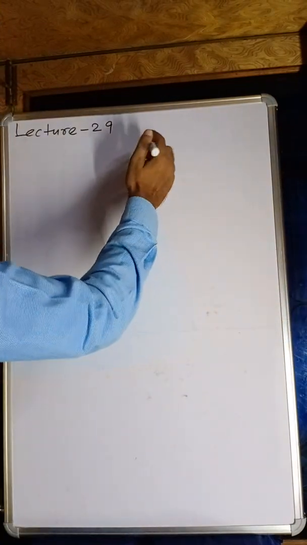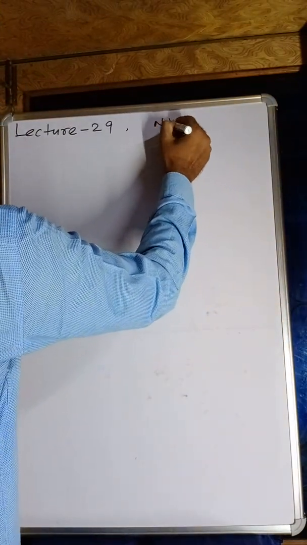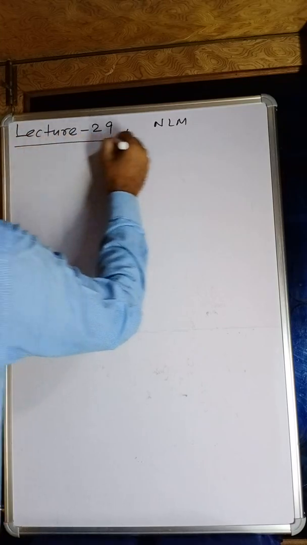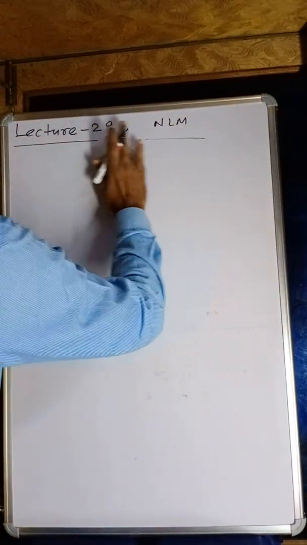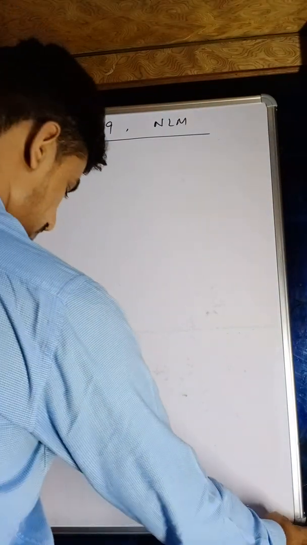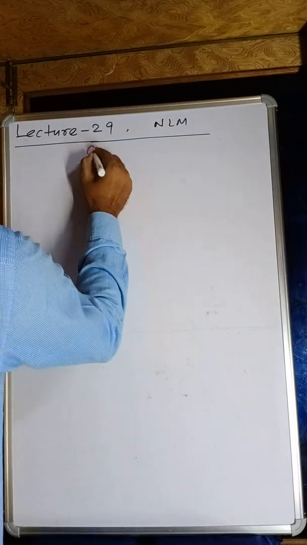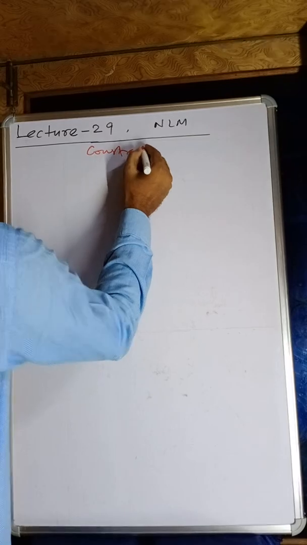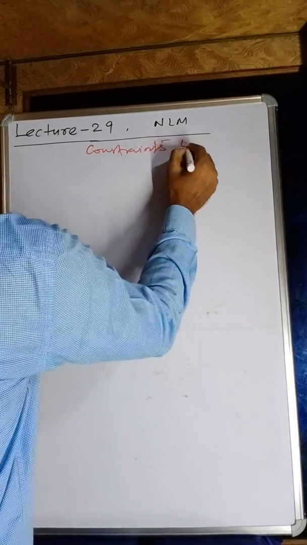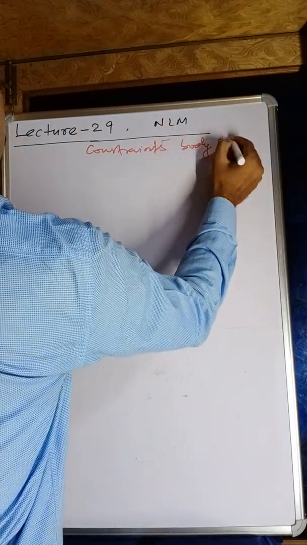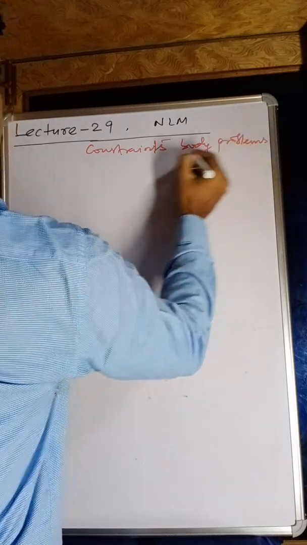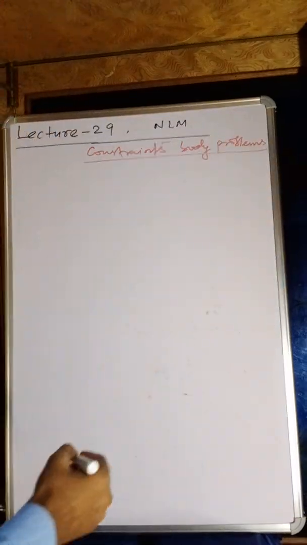It is the Newton's laws of motion, and we are going to start today a very important unit. It is constraints body problem. Constraints body problem. What is meant by the constraints body problem?